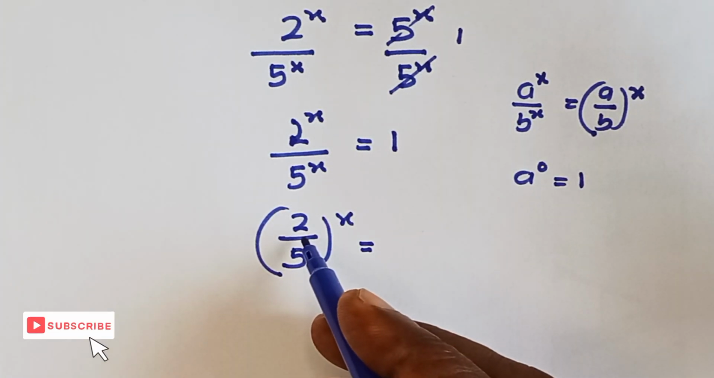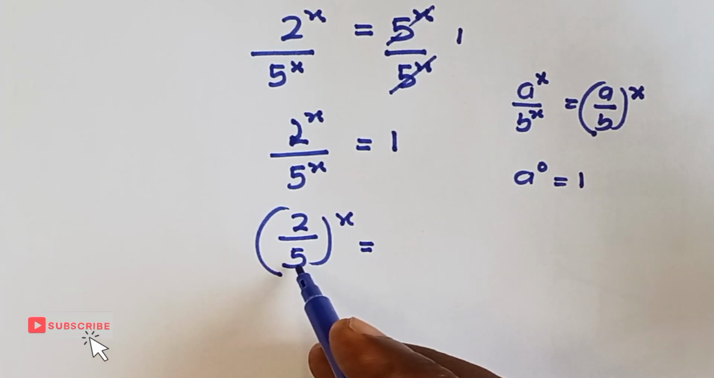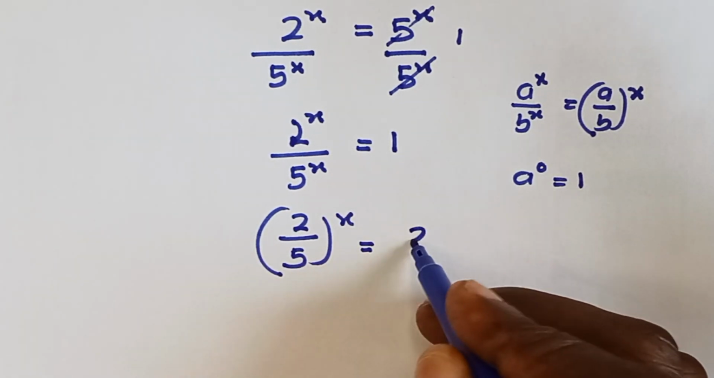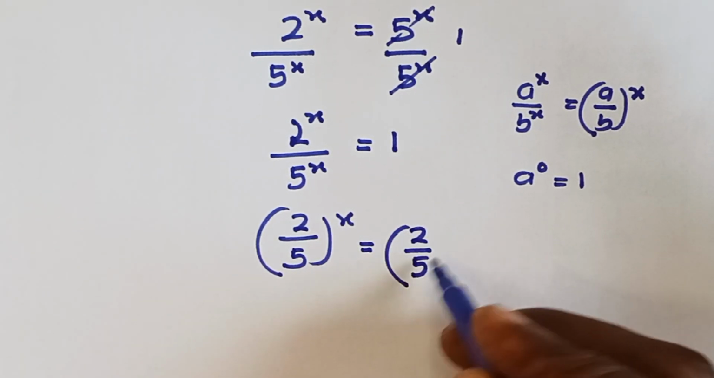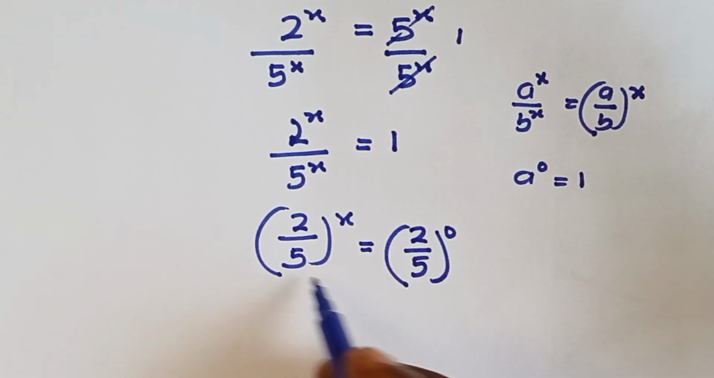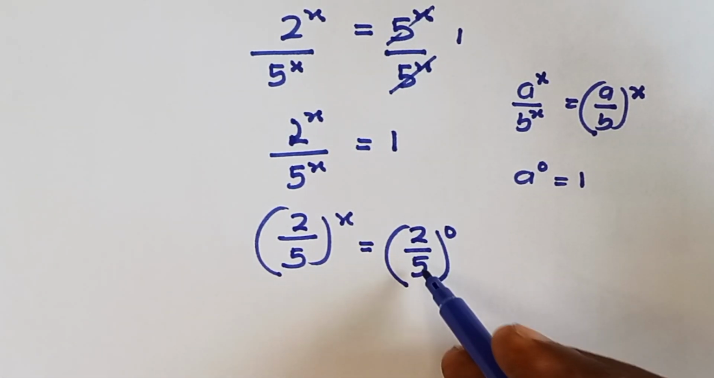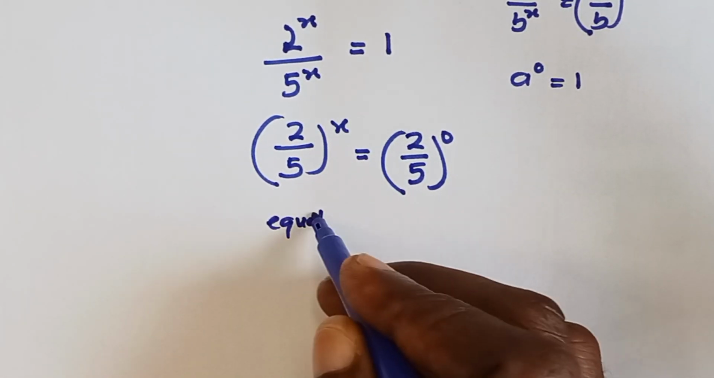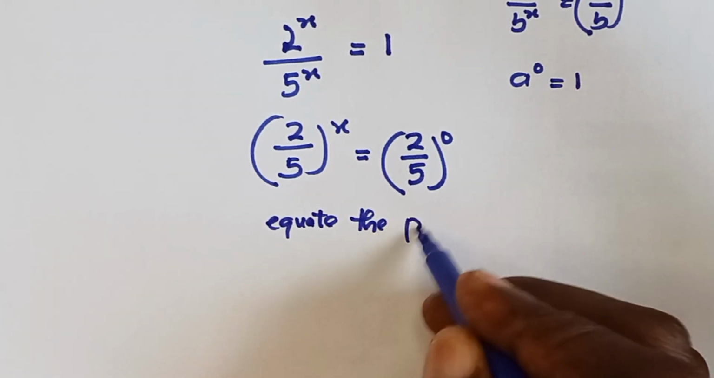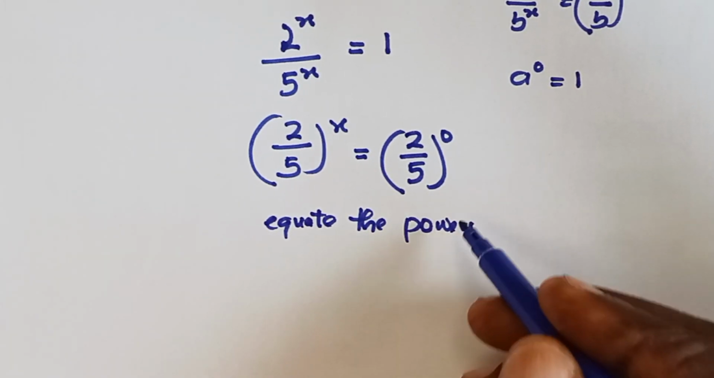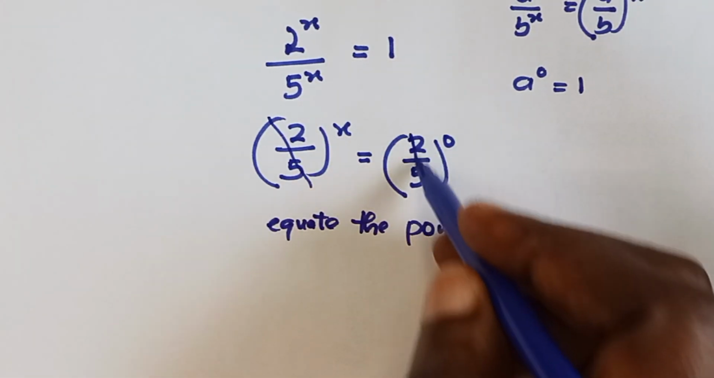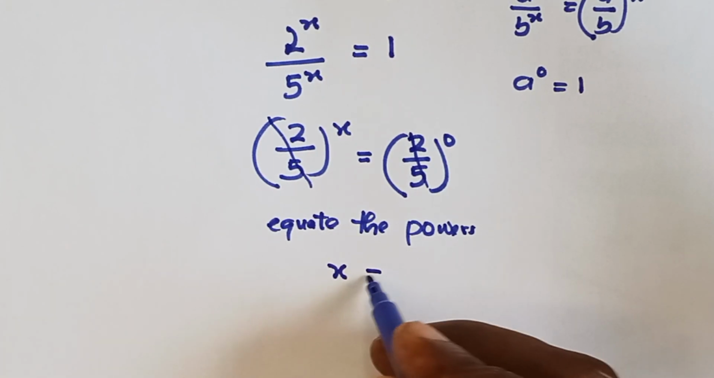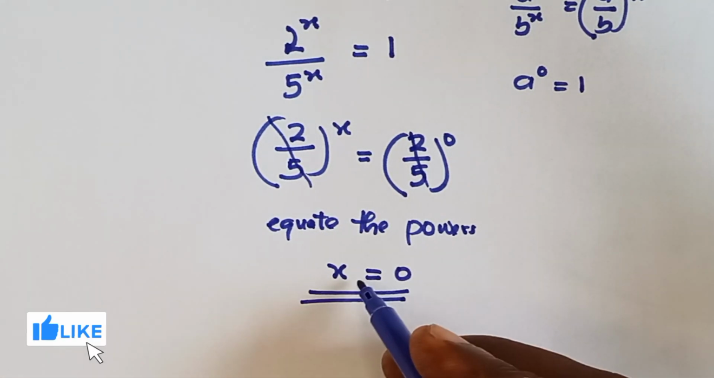And since we have 2 over 5 here as the base, I'm going to write this as 2 over 5 raised to power 0, so that we can have equal bases, since this will give us 1. Now we can equate the powers. When I equate the powers, it means this cancels this. That gives x equal to 0. So x equals 0.